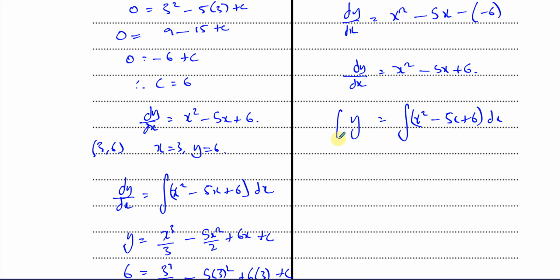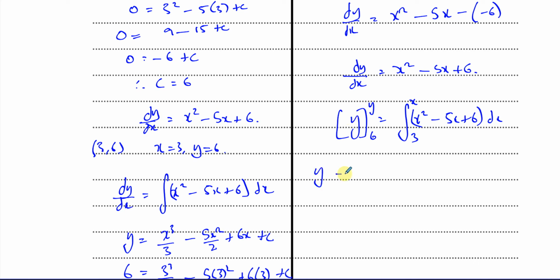Okay, so if I integrate, I want to find what y is in terms of x. I know that when y equals 6, x equals 3. So this will automatically find the value of c for me. When I put y into here, I don't have to integrate. This has already been integrated when I put dy/dx as y.